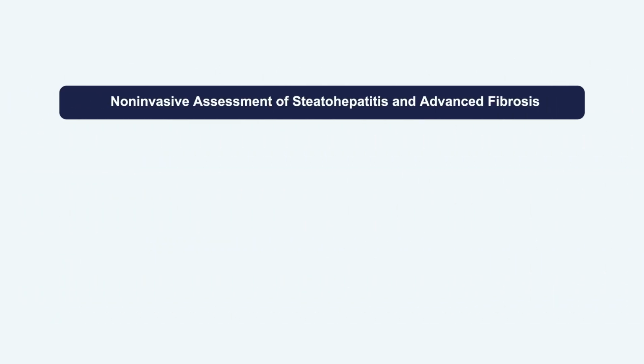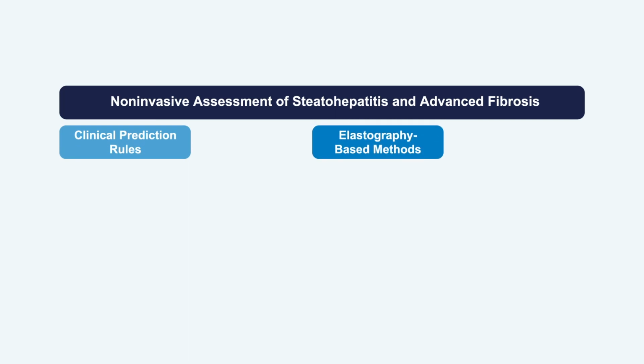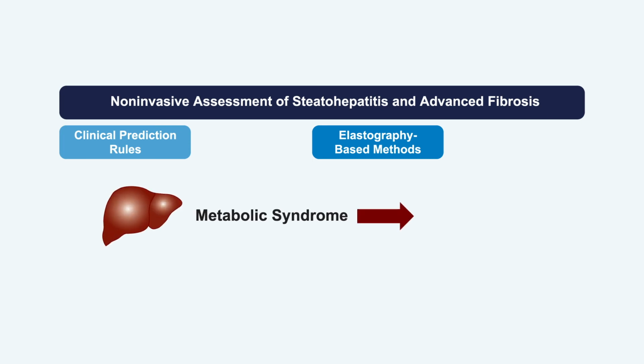Moving on to non-invasive assessment of steatohepatitis and advanced fibrosis. This is a major unmet need in the field currently, and emerging data suggests that we can use clinical prediction rules as well as elastography-based modalities to risk assess these individuals. In patients with non-alcoholic fatty liver disease, higher features of metabolic syndrome predict presence of steatohepatitis, and the presence of multiple features of metabolic syndrome can be used to target patients for consideration for a liver biopsy assessment.